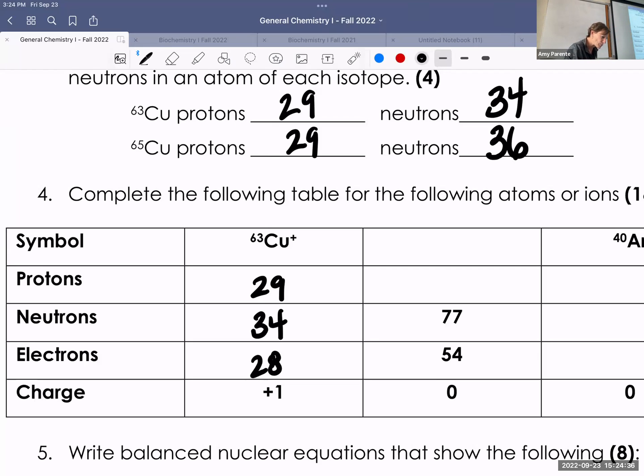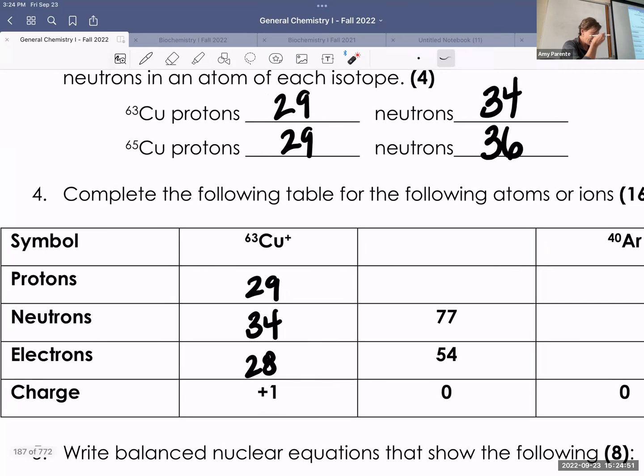And even with this problem, this last piece could be left blank. You could take all of your information from up here and know that this must be a +1 cation, because I can see that there. Okay. Good with that one?